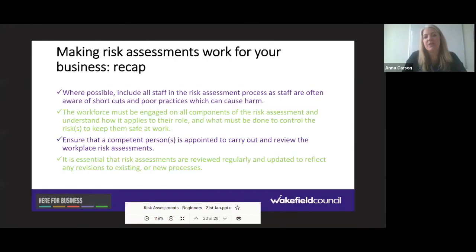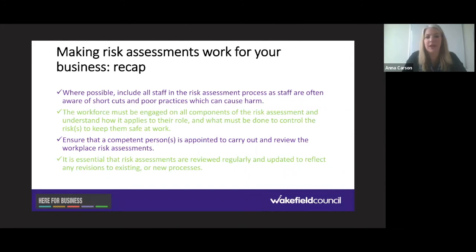And I'm just going to pass over to Alex, who's going to summarise what I've talked about. Excellent, thank you, Anna. I think we can all agree that was a really comprehensive walkthrough of the 5 steps to risk assessment. So just to recap on the points we've discussed, where possible, include all staff in the risk assessment process, as staff are often aware of shortcuts and poor practices which can cause harm.